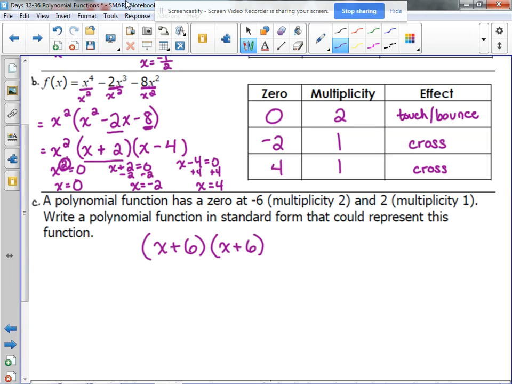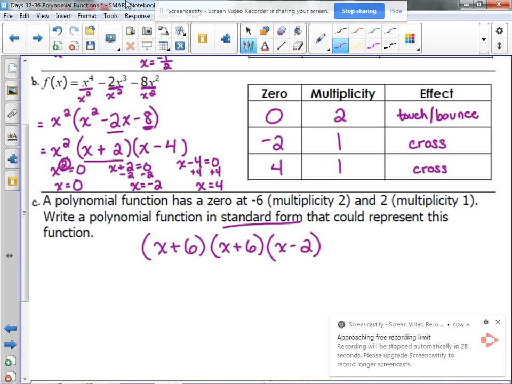2 is another 0. So let's compare that to 4. They're both positive numbers, right? So where did the 4 come from? The 4 came from x minus 4. So in our problem, we're going to have x minus 2. Okay, so that takes care of all of our zeros. Negative 6 multiplicity 2, 2 multiplicity 1. Write it in standard form. This is factored form. So that means we've got to multiply this out.